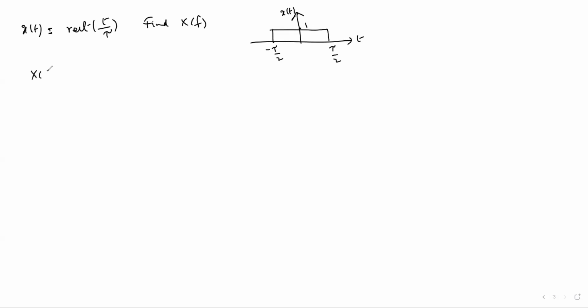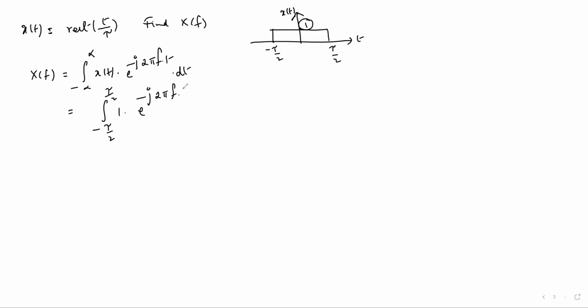So X of f, directly use the formula: integral minus infinity to plus infinity X of t multiplied by e to the power of minus j 2 pi f t dt. So it is over the limits minus tau by 2 to plus tau by 2, X of t, amplitude is 1, remaining e to the power of minus j 2 pi f t dt. Single exponential we can integrate. Let us integrate this one. e to the power of minus j 2 pi f t divided by minus j 2 pi f, with the t limits minus tau by 2 to plus tau by 2.